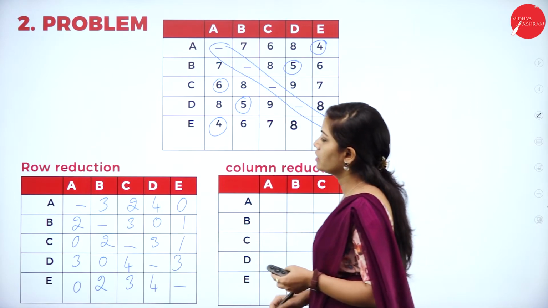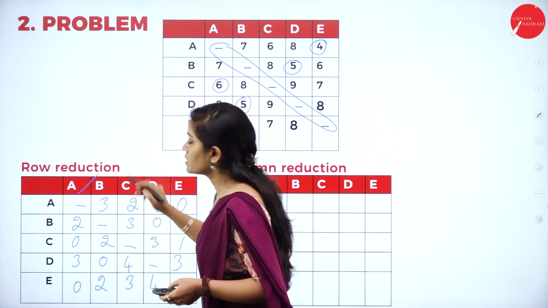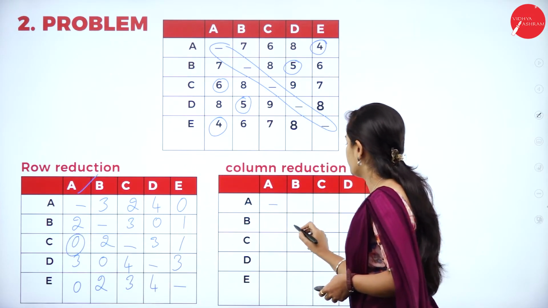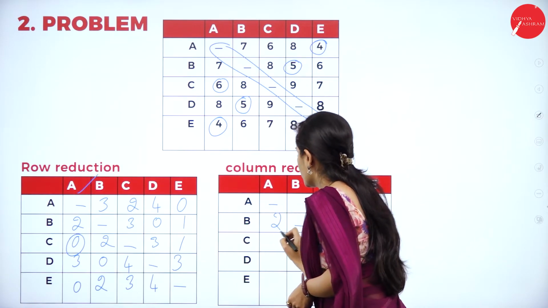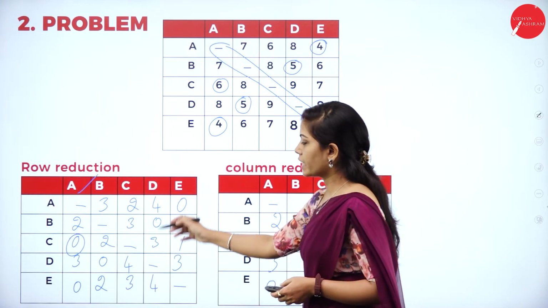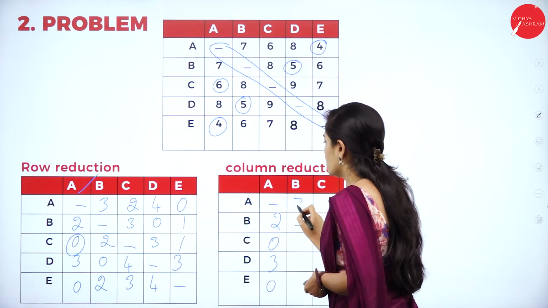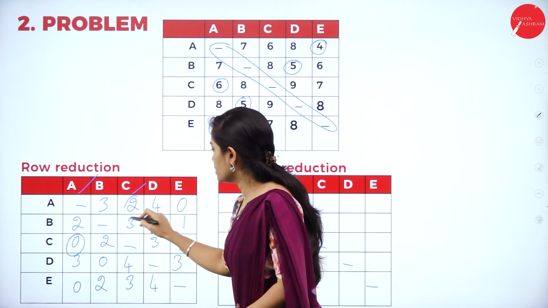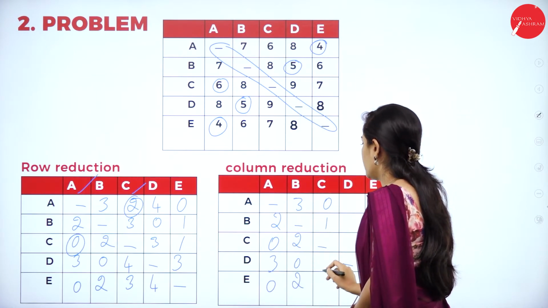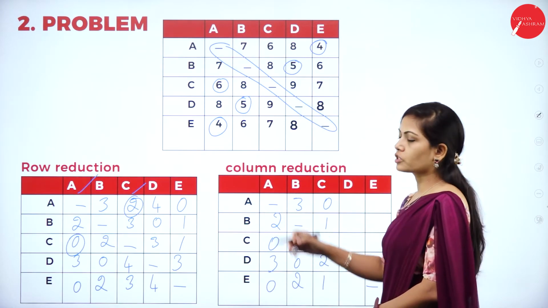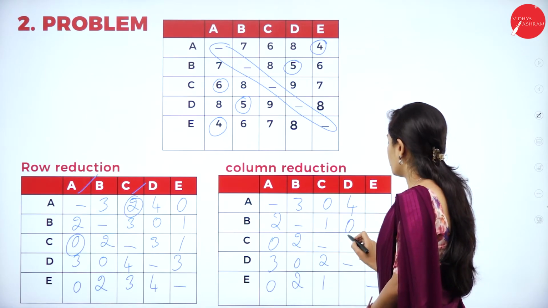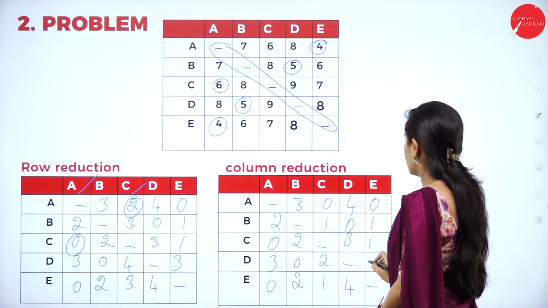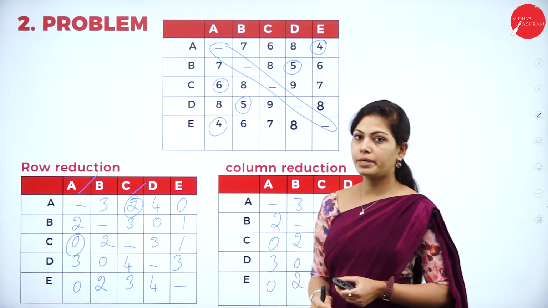And now we can find the column reduction. In the first column, the least value is 0, so again you will get the same values: 2, 0, 3, 0. In the second column also the least value is 0: 3, 2, 0 and 2. In the third column, the least value is 2. So 0, 1, 2, 1. In the fourth column, the least value is 0. So 4, 0, 3 and 4. In the last column, the least value is 0. You will get the same values. So now column reduction has completed.